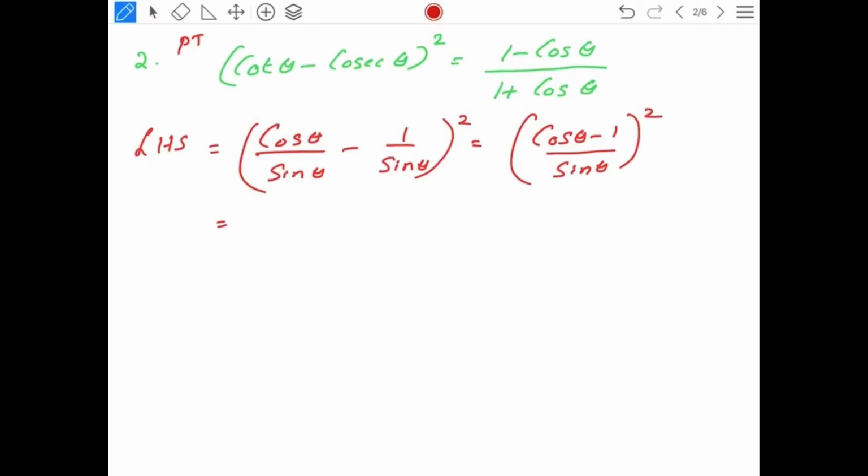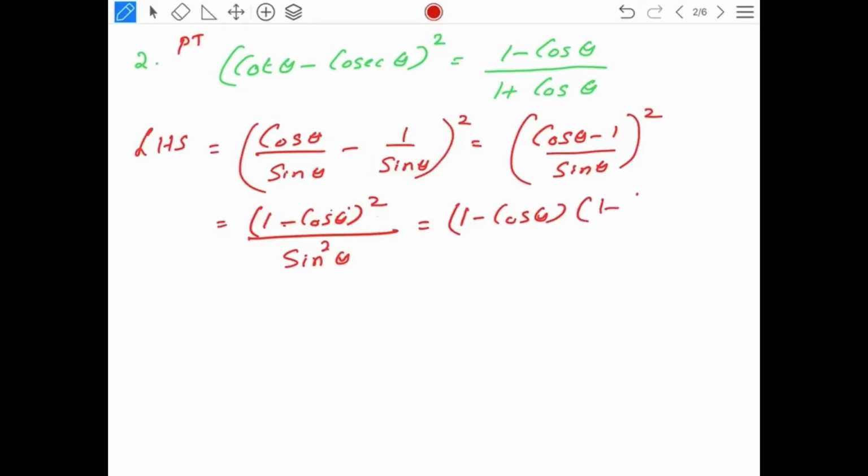So this is equal to squaring the numerator, you don't have to expand it. We can write cos theta minus 1 as 1 minus cos theta because you are going to square it, and the denominator is sin squared theta. So this is 1 minus cos theta into 1 minus cos theta, while sin squared theta is 1 minus cos squared theta.